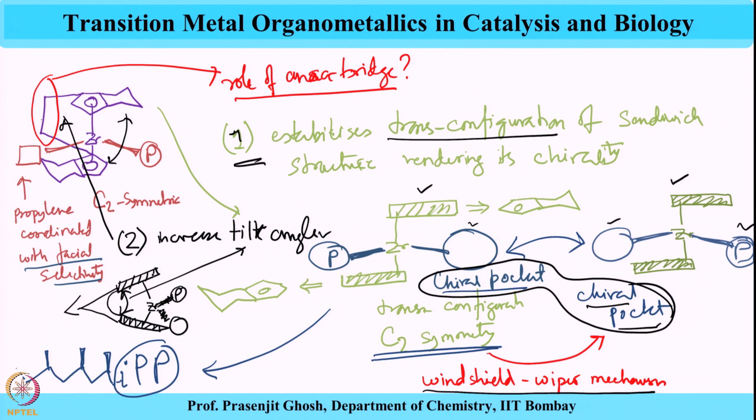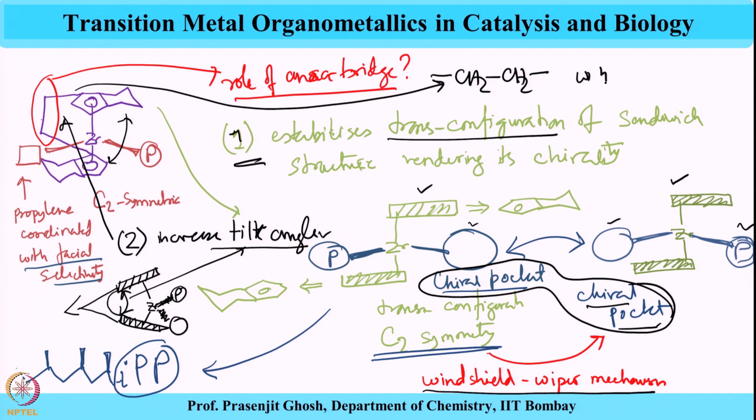So, this bridge opens up the angle at the metal center, or makes it a larger tilt angle, which helps in polymerization. For example, replacing the CH2 linker in this catalyst, as is shown, with dimethyl SiMe2 increases the tilt angle further and results in isotactic polymer.